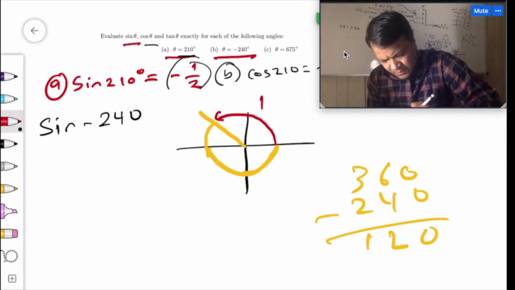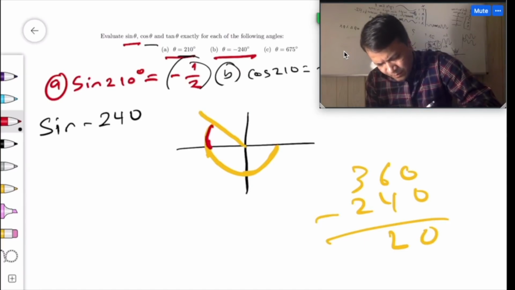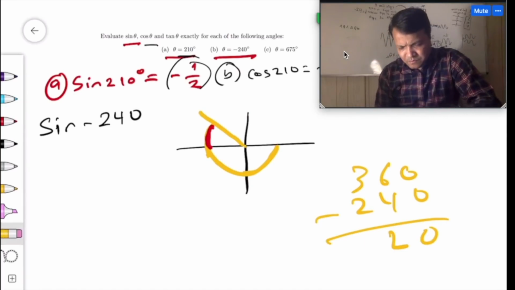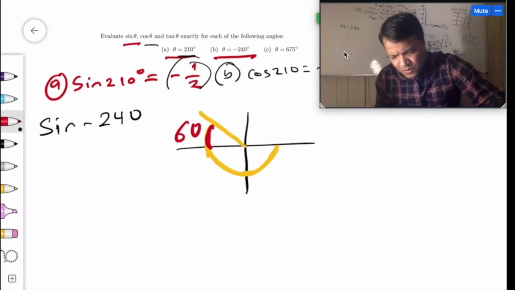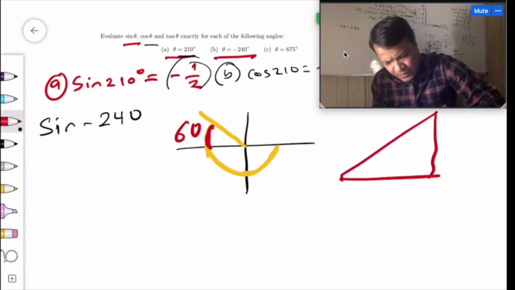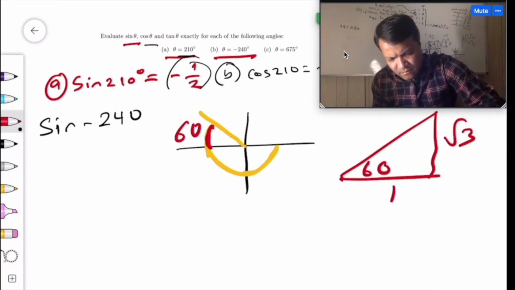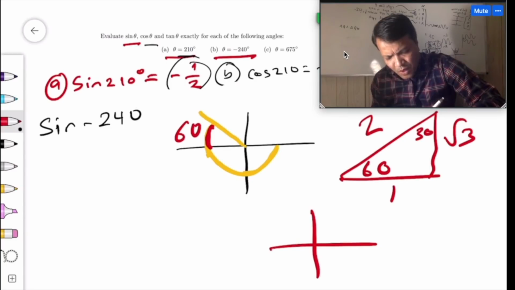Alright, we don't need to know that. What we do need to know is this one. This one is 60. We need to know this one only. So if this is 60, this is root 3, this is 1 and this is 2, because this is 30 degrees. Opposite to 30 degrees is 1 and opposite to 90 degrees is 2. Then in quadrant 2, cosine is negative and sine is positive.